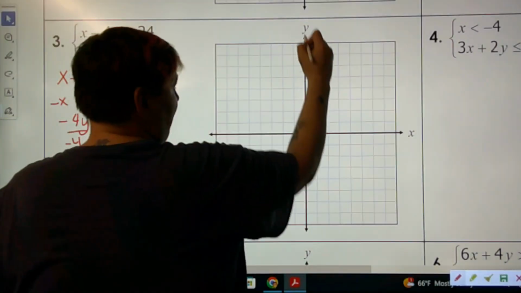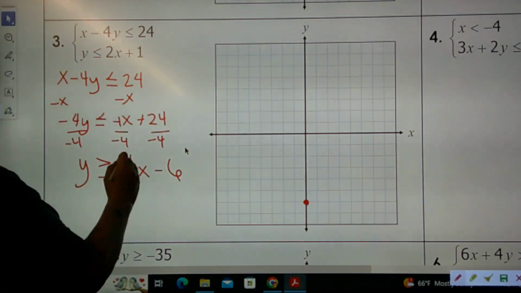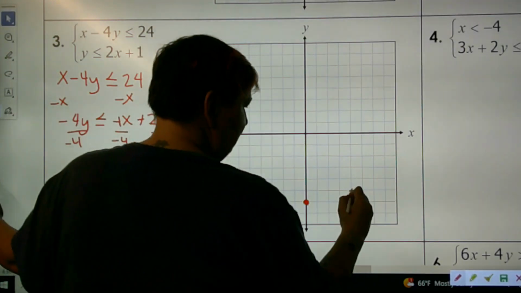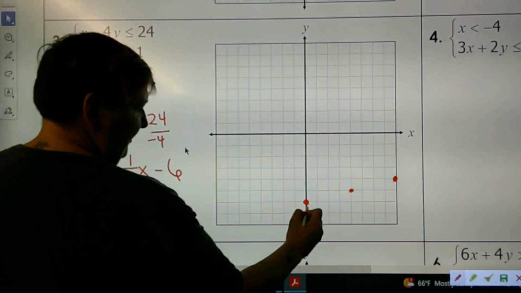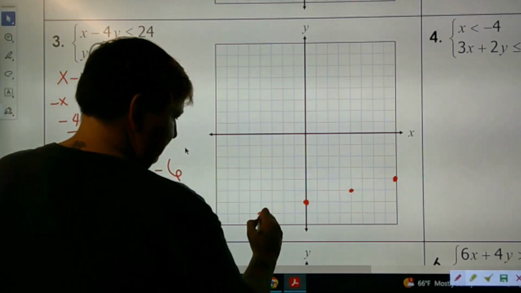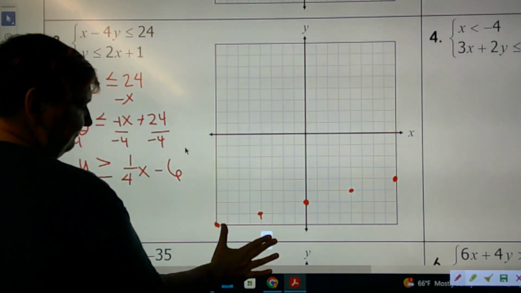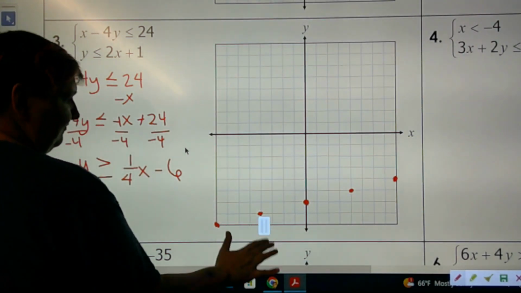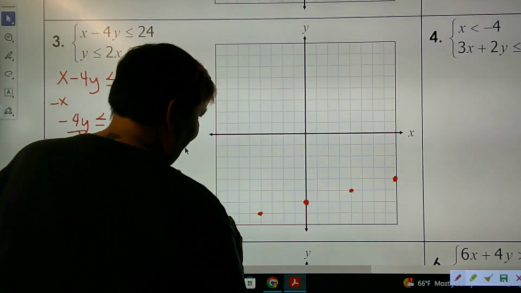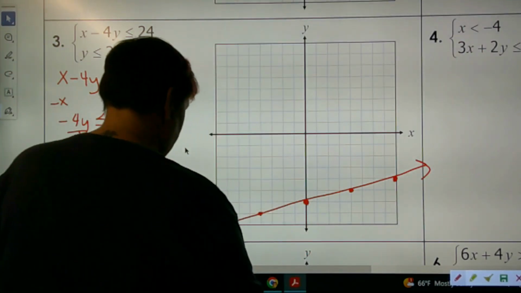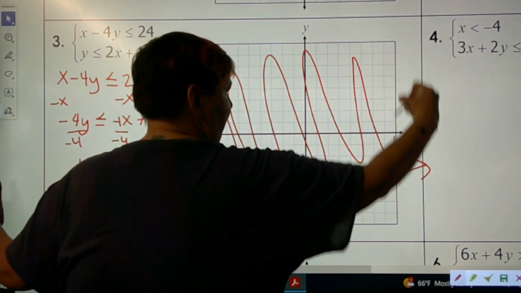Negative 6 on your y. 1, 2, 3, 4, 5, 6. And our next point is 1 up, 4 right. Or 1 down, 4 left. All right, greater than or equal, so we can have a solid line, and it's going to be everything above the line because it's greater than.